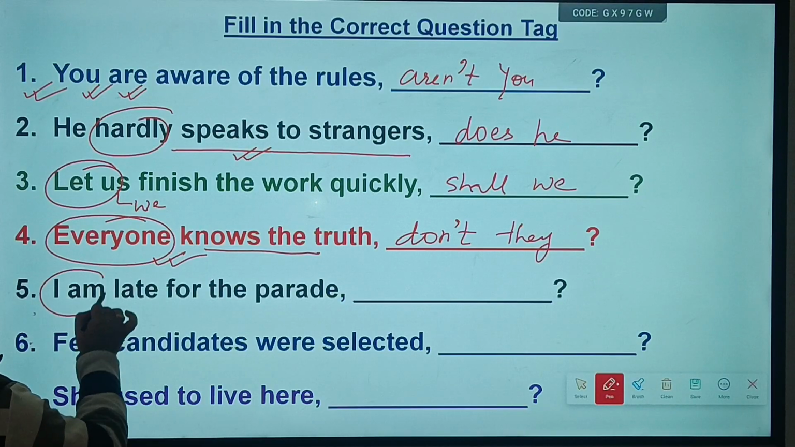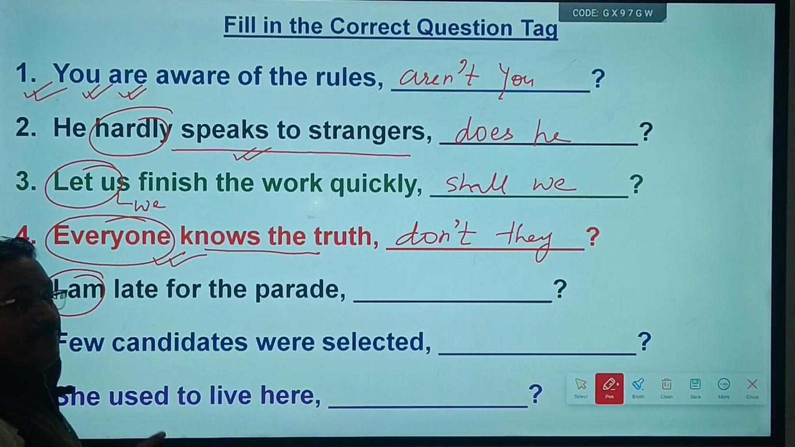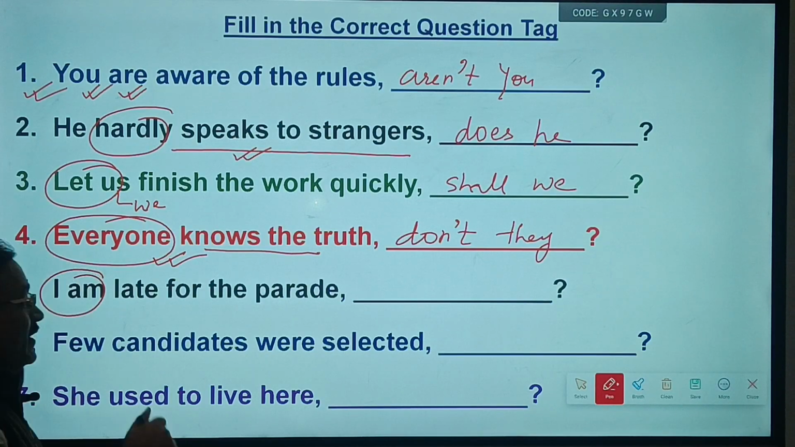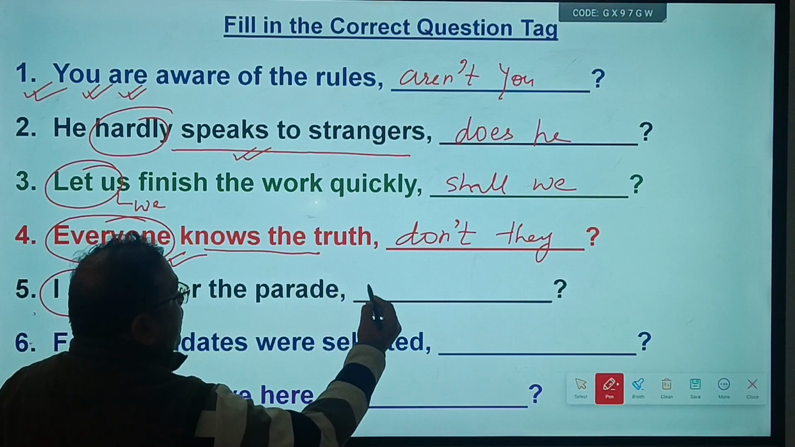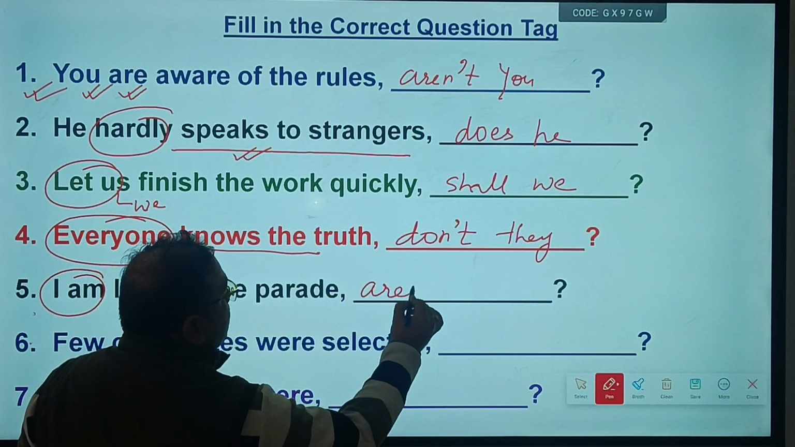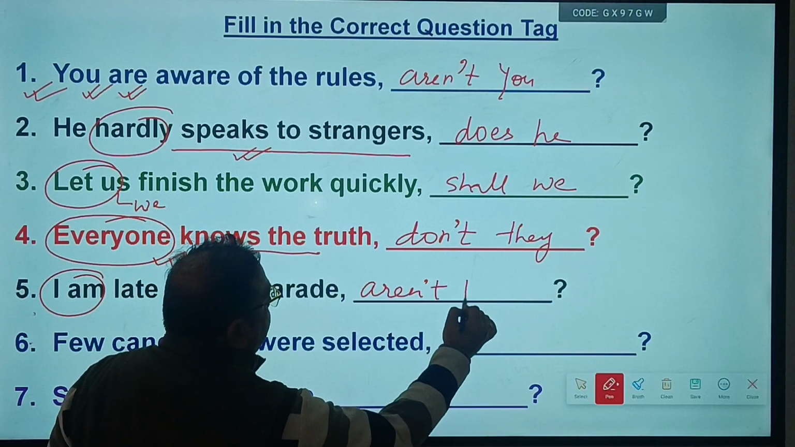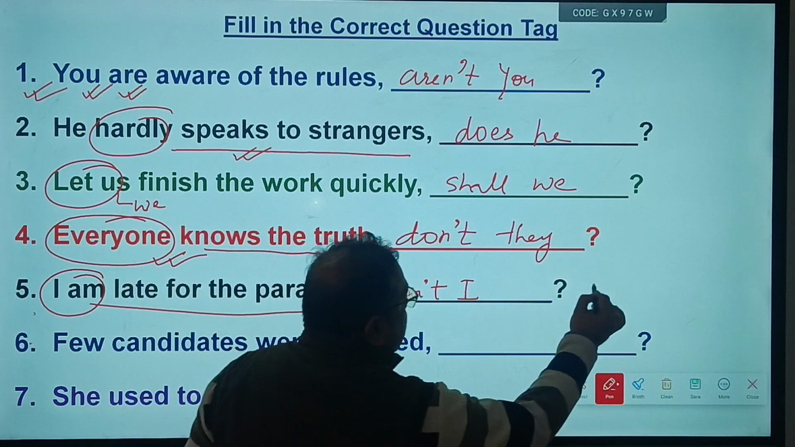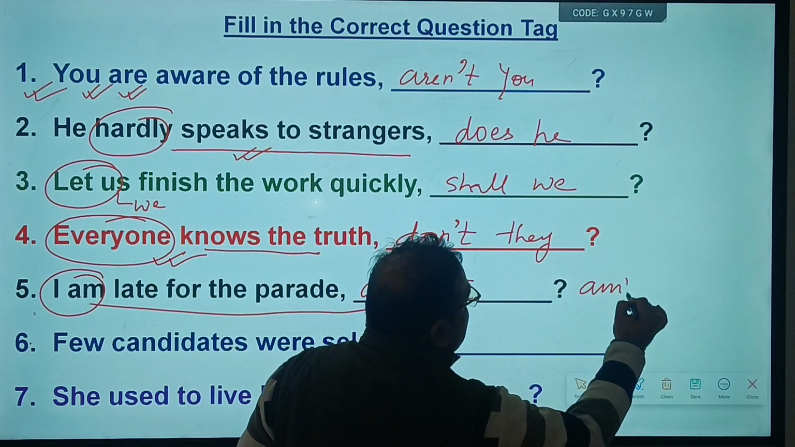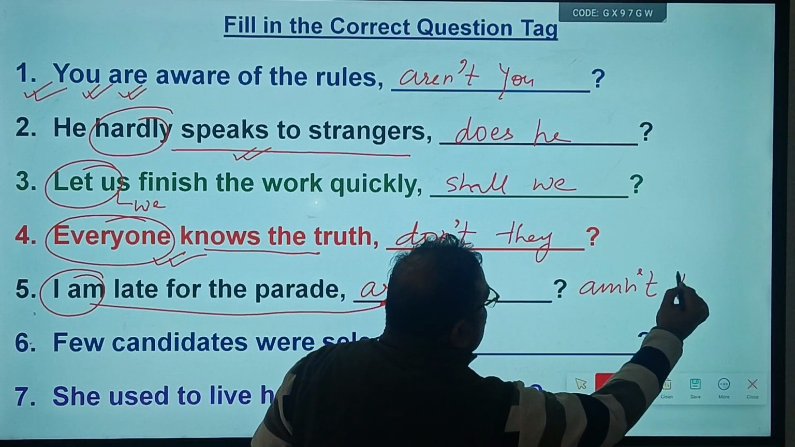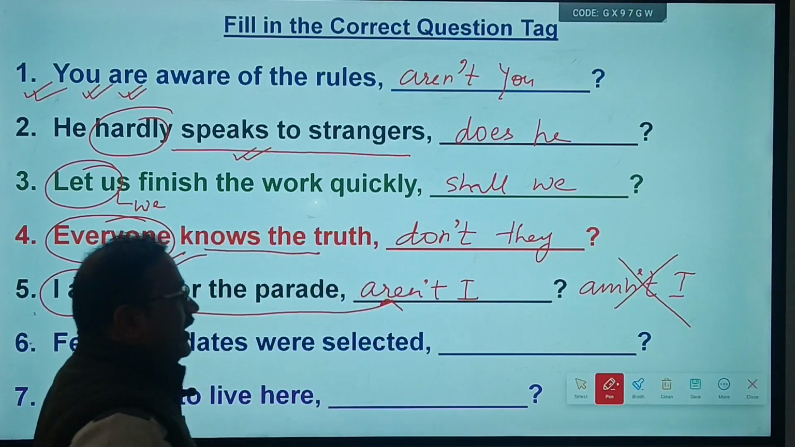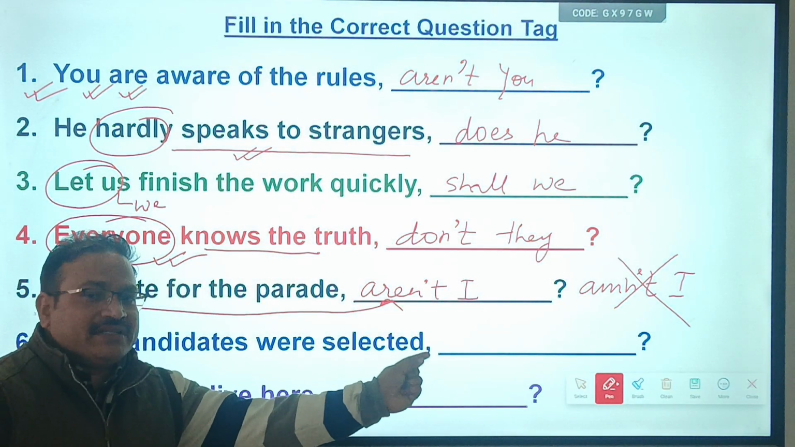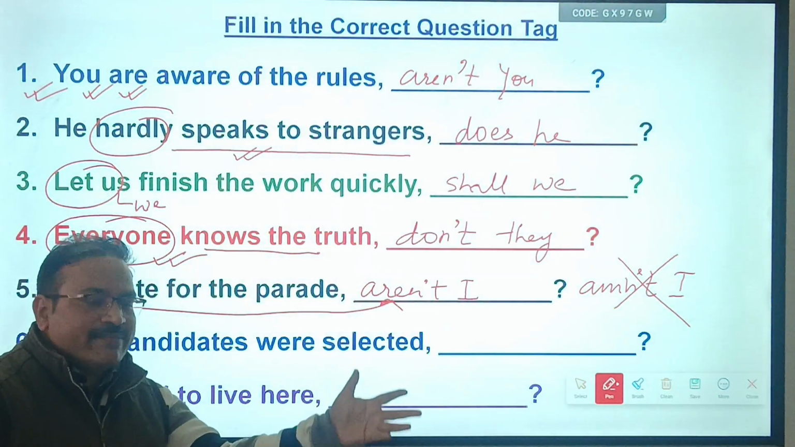I am late for the parade. Remember the rule breaker. I am is the rule breaker. So what would be the correct question tag? Aren't I. I am is changed into aren't I. What? Amn't I is wrong in standard English. So I am is changed into aren't I. Very, very important. Very frequently asked in examination.